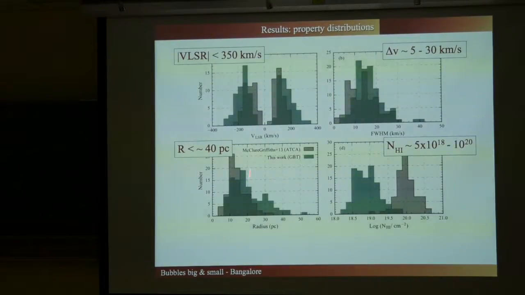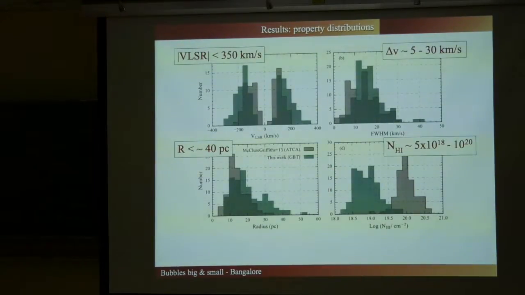The hole around zero is not real, it's just because at this velocity the galaxy contamination is too big that you cannot really detect anything. If you look at the velocity dispersion, these are full width at half maximum, between 5 and 30 kilometers per second, with velocity dispersion 8 to 10, which means normal ISM. You see the distance, not much different. These clouds have radii between a few and 10 parsec, and column density between 10 to the 18 and 10 to the 20. If you look at the mass distribution, it's pretty similar to this.